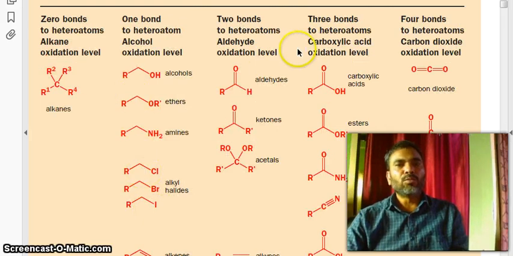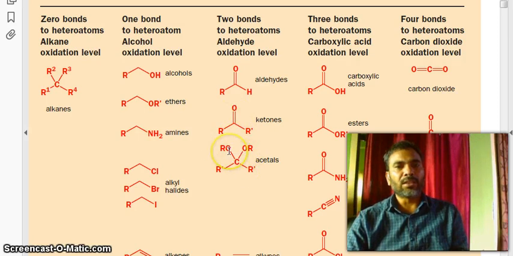Now two bonds to heteroatoms: aldehyde oxidation level. Look at this carbon attached with this oxygen through two bonds. This carbon is attached to this oxygen through two bonds. Here single, here single. This is acetals. We call it acetals. This is ketones and this is aldehydes. These two are common. Acetals is important.